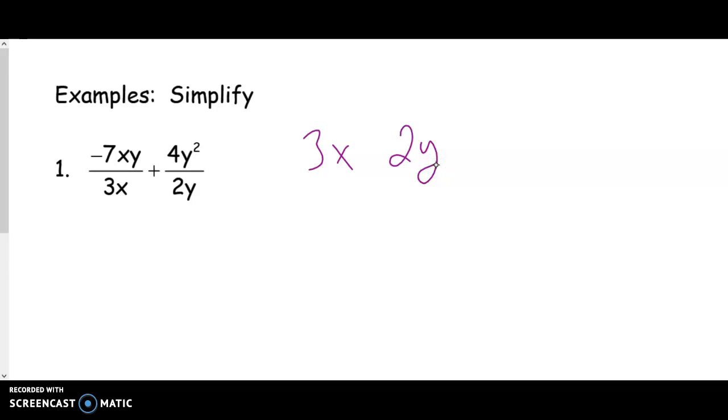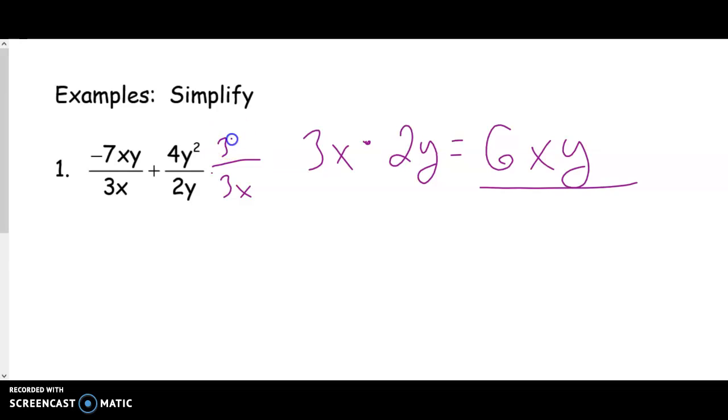When in doubt, you can always multiply them, and that will give you a common denominator. Not your lowest, but it'll give you a common denominator. In this case, it is the lowest common denominator. That's not always going to work out. All right, so 6xy. So this right fraction, I need to multiply it by 3x to get 6xy.